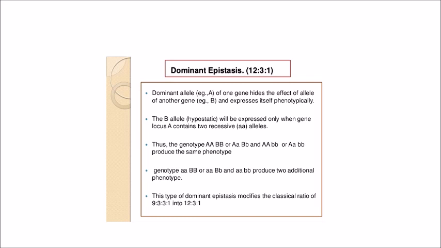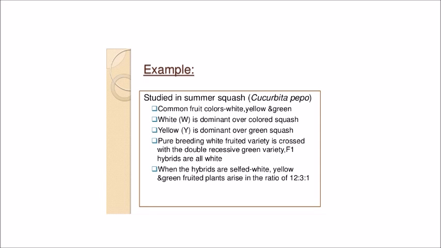So the genotypes capital A capital B, capital A small b with capital B, or capital A capital B small b, and on the other hand capital A small b, produce the same phenotype. Now the genotypes small a capital B, small a capital B small b, and small a small b produce two additional phenotypes. This type of dominant epistasis modifies the classical ratio of 9:3:3:1 into 12:3:1.